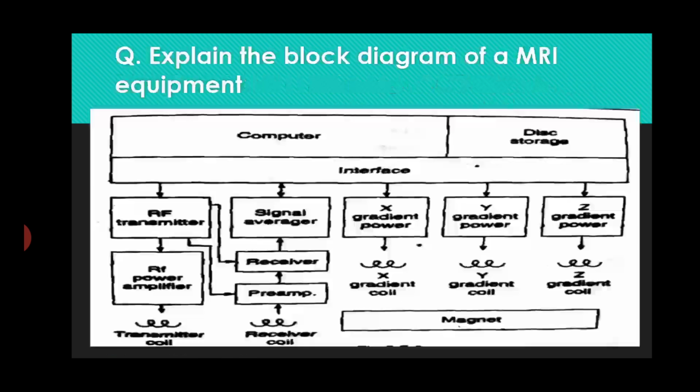Now we will see the block diagram of MRI equipment. So this one is the setup for the MRI equipment. Here they are using the RF power amplifier, signal averager, X gradient, Y gradient, and Z gradient. Then disk storage is there, computers are there, a transmitter coil is there, and a receiver coil is there.